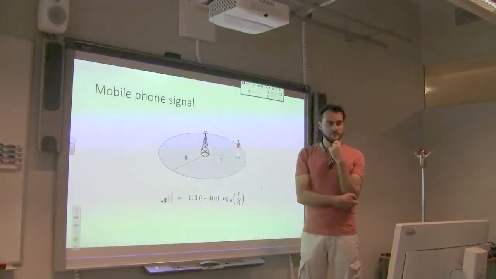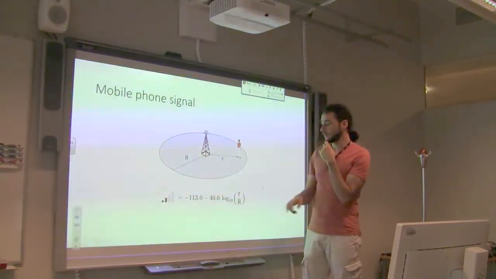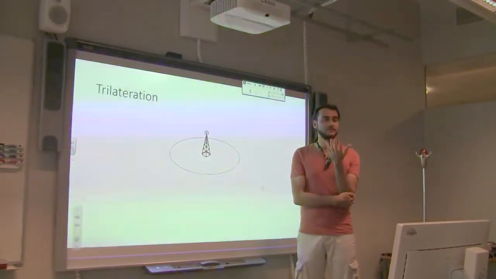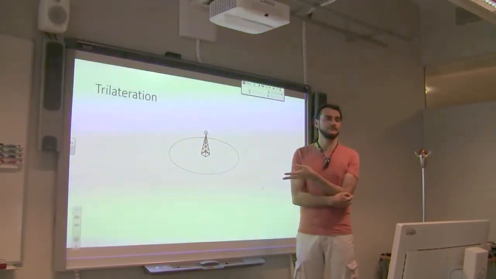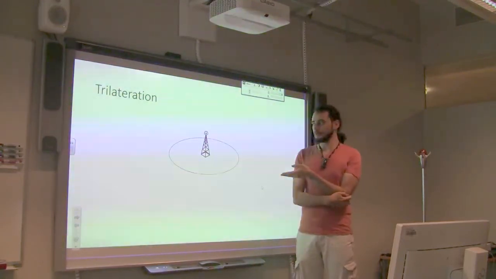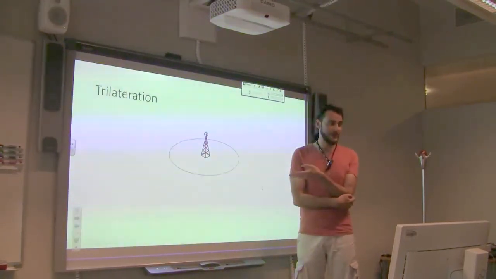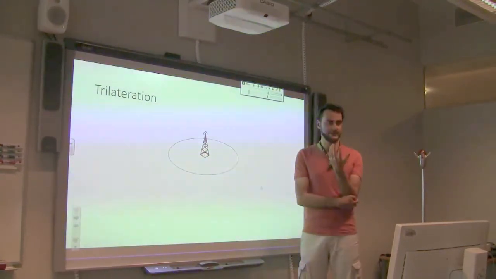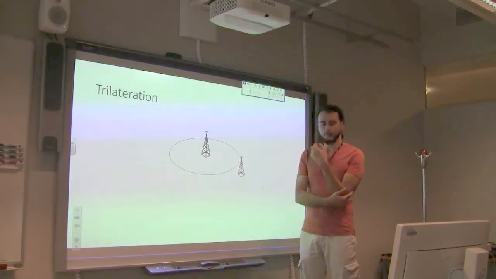Now this works reasonably well, but what you learn from this is just that the user is somewhere on this circle. So you only know the distance from the cell tower, you don't know where on this circle the user is. So to find out where the user is, you actually need more cell towers.